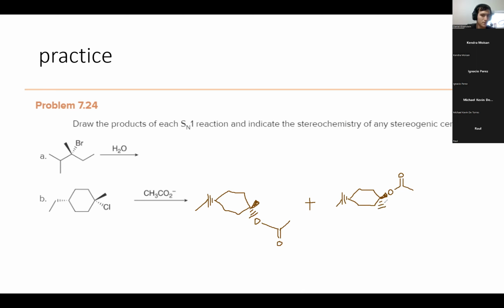Those are the two answers. Now, it is very important to note that you cannot draw the first one and then put enantiomer, right? Because this on the right is not the enantiomer of this one. Okay, they are diastereomers. Make sense? Awesome. Good. Okay.